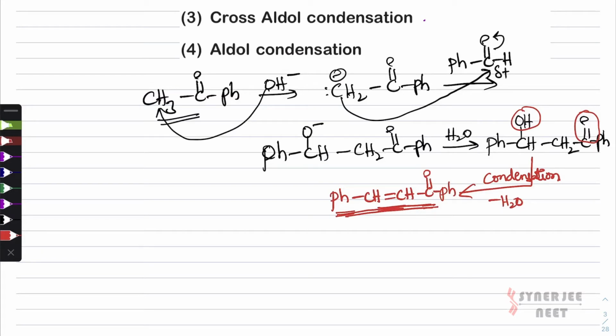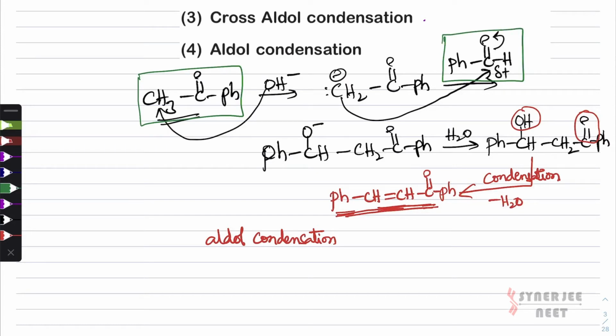Now, in the total reaction, first the aldol reaction happened, followed by condensation. So it comes under aldol condensation. But here, the reacting molecules are not the same: one molecule is acetophenone, and the other molecule being attacked is benzaldehyde, not acetophenone. So two different molecules are participating in an aldol condensation. In such cases, it is called a crossed aldol. The term cross is used when two different reactants are involved in the condensation process.